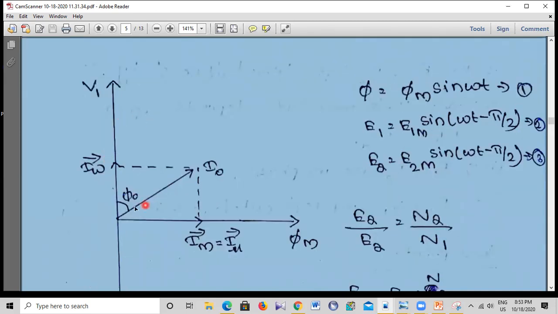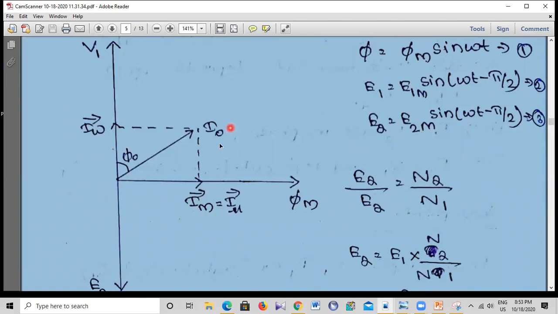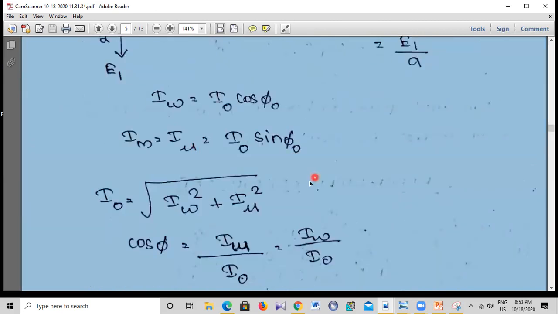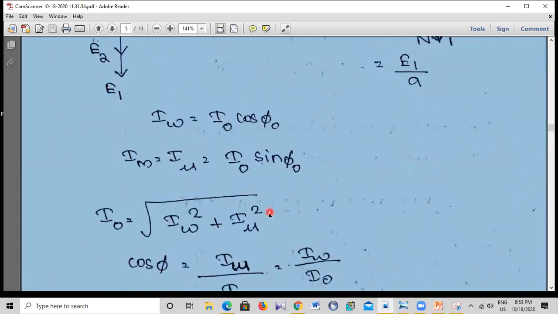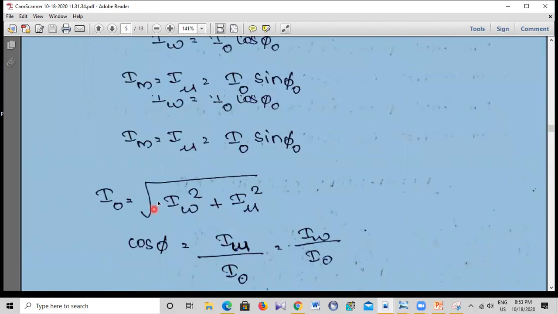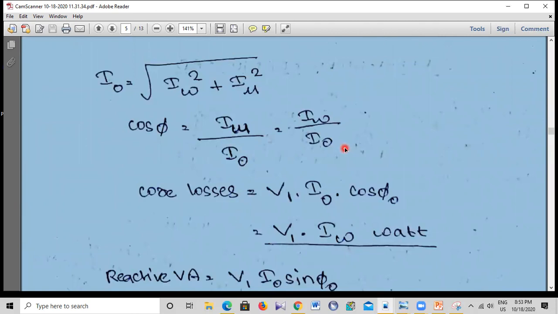So we have phi naught, which is the angle between voltage V1 and the no load current I naught. So we can write Iw is equal to I naught cos phi naught, and I mu is equal to I naught sin phi naught. And by the parallelogram theorem, we can write I naught is equal to root of Iw square plus I mu square, and cos phi naught is adjacent side by hypotenuse, that is Iw by I naught. So you will get numerical problems to find out these values.